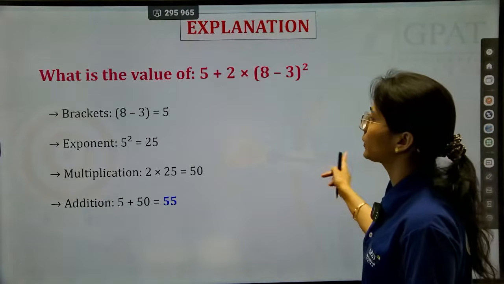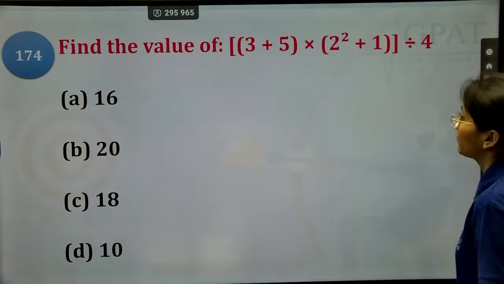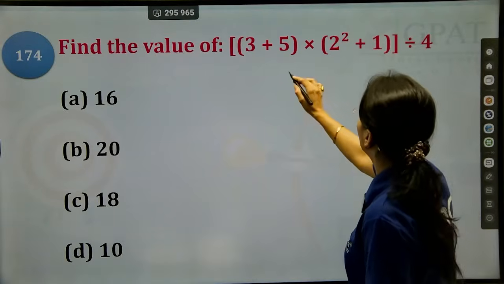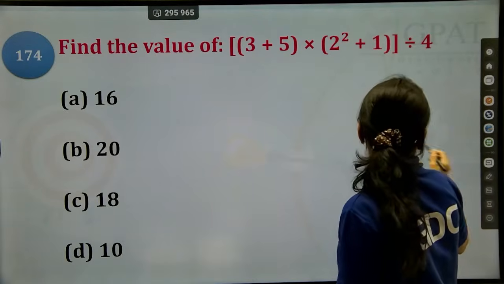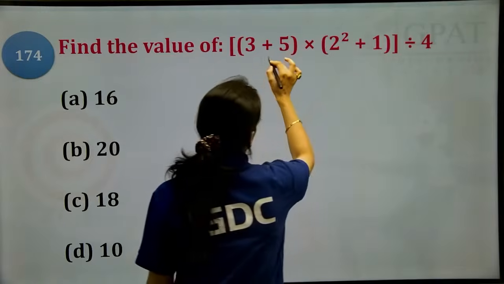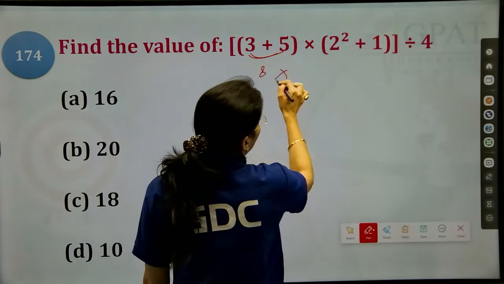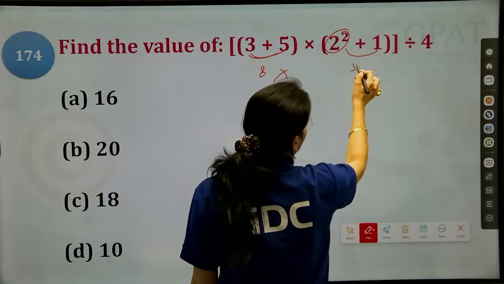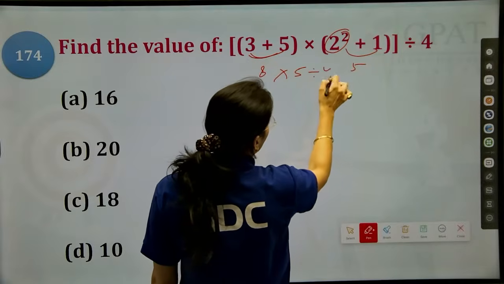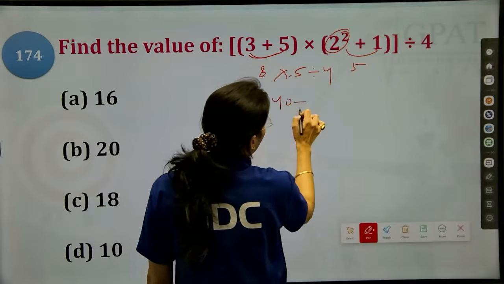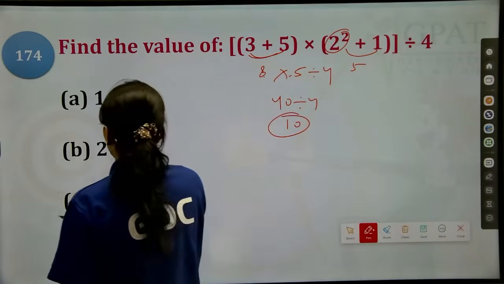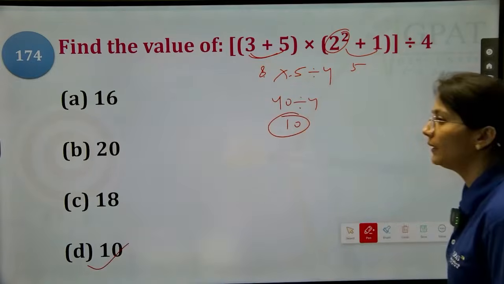Now move to the next question, question number 174. The value of 3 plus 5 is what? That is 8. Multiply by 4 plus 1, that is 5. So 8 times 5 is 40, divided by 4, that is 10. So the answer is what? That is 10. Option number D is correct.